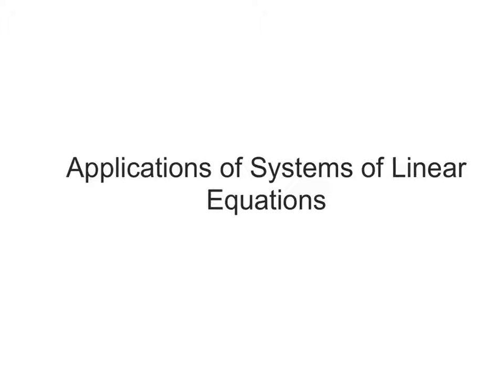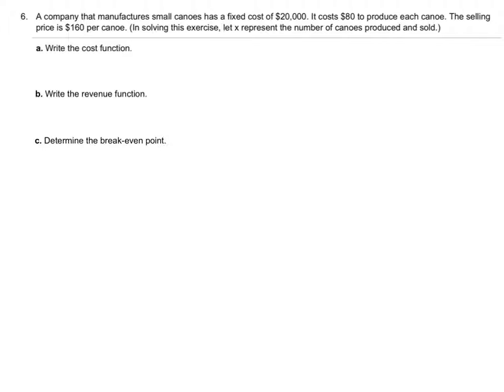Applications of systems of linear equations. A company that manufactures small canoes has a fixed cost of $20,000. It costs $80 to produce each canoe. The selling price is $160 per canoe. In solving this exercise, let X represent the number of canoes produced and sold.